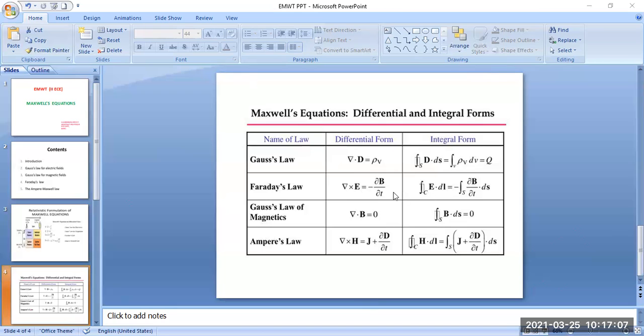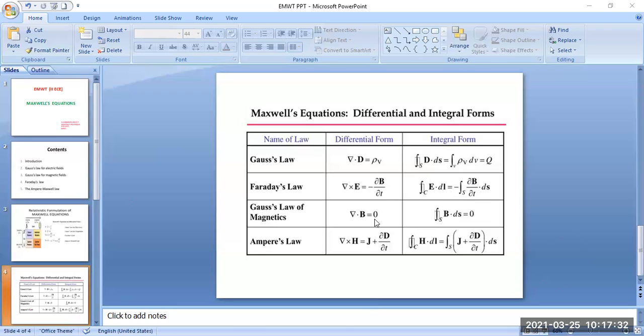Here we can apply the Stokes theorem for the electric field E bar. So we get the integral L E bar dot dl bar is equal to minus integral S dou B bar by dou t into dS bar. And third Maxwell equation, that is Gauss law of magnetics.